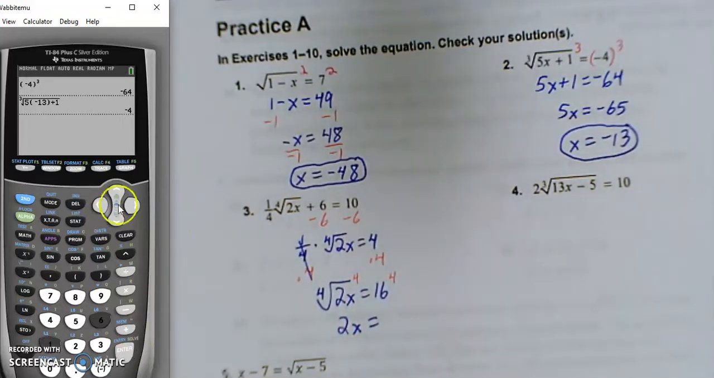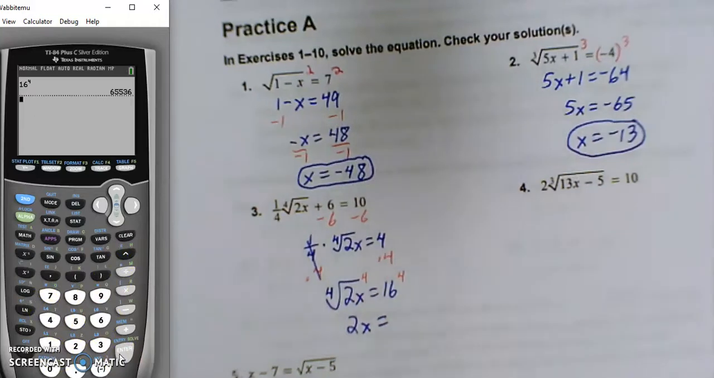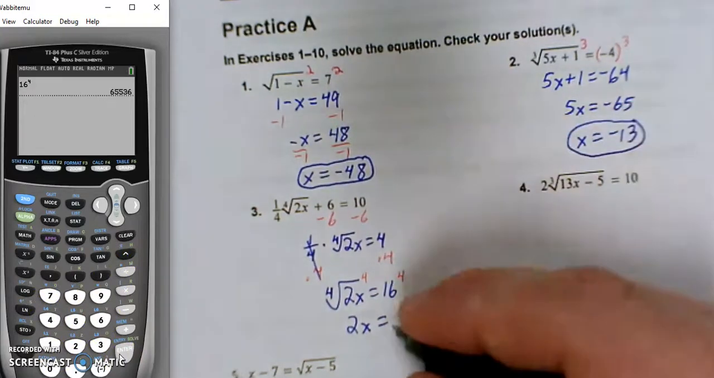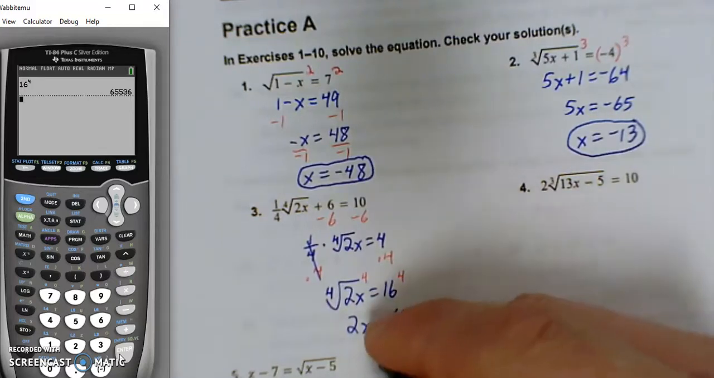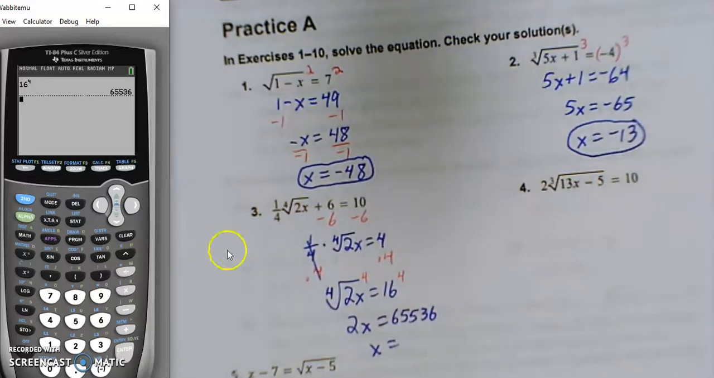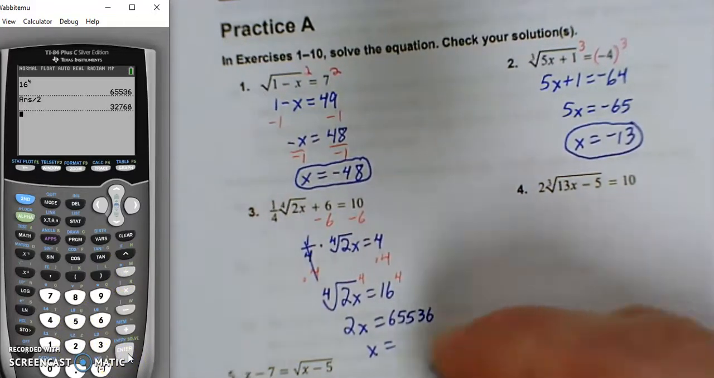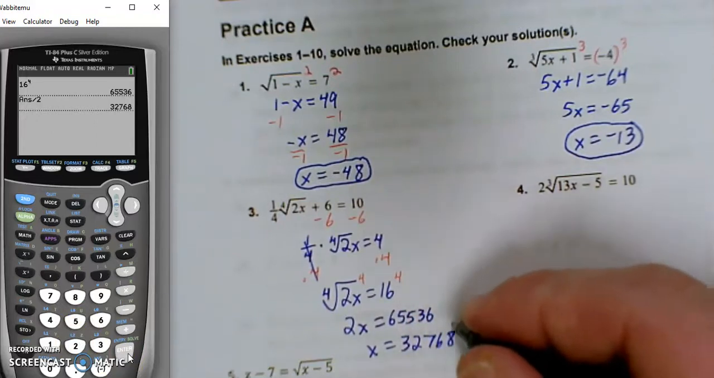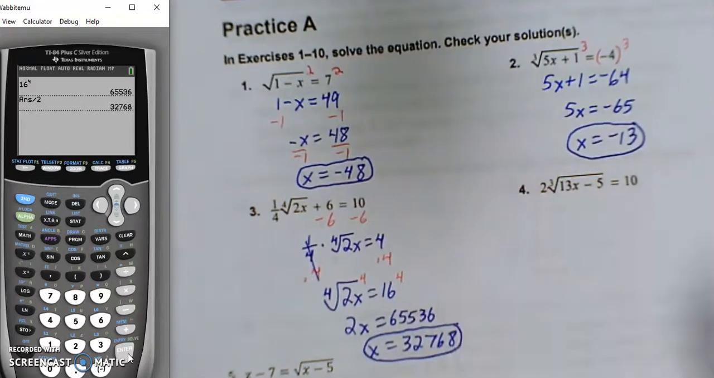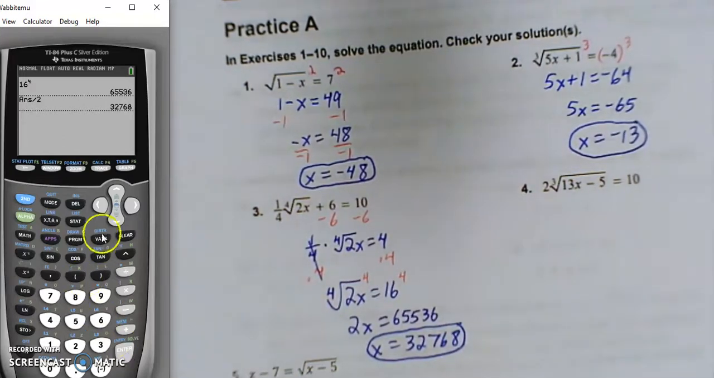Now as far as doing 16 to the 4th power, definitely not doing that by hand. It's 65,536. Then I just have to divide both sides by 2. So hit divide by 2 in your calculator. We'll divide that previous answer by 2, and 32,768 is your answer. This does work when I type it in.